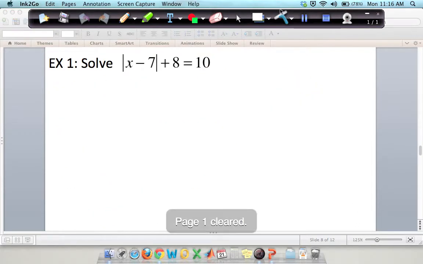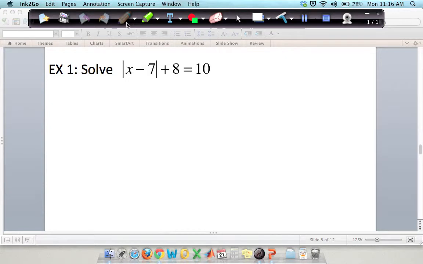Okay, so let's go ahead and solve. Absolute value of x minus 7 plus 8 equals 10. So remember, the first step, I need to get this absolute value sign by itself. So I'm going to subtract 8 from both sides. And I get the absolute value of x minus 7 equals 2. Now that I have the absolute value by itself, I can set up my two equations to solve.